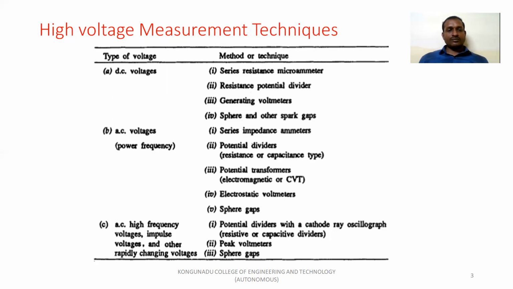Third, measurement of high frequency voltage, that is, voltage higher than the power frequency, impulse voltage, and other rapidly changing voltages. The following methodology is used to measure these types of voltages. First, potential dividers with cathode ray oscilloscope, that is CRO, where the dividers may be resistive or capacitive. Then peak voltmeters and sphere gaps. So, these three methodologies are used to measure high frequency voltages, impulse voltages, and other rapidly changing voltages. We are going to discuss only the measurement of DC voltages in this lecture session.